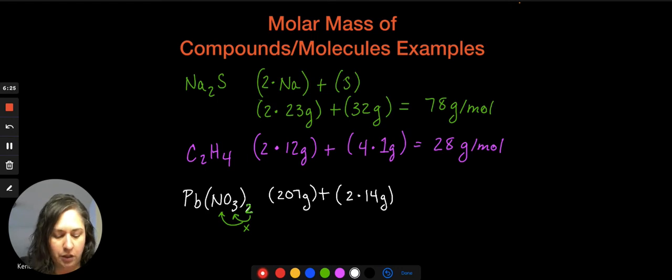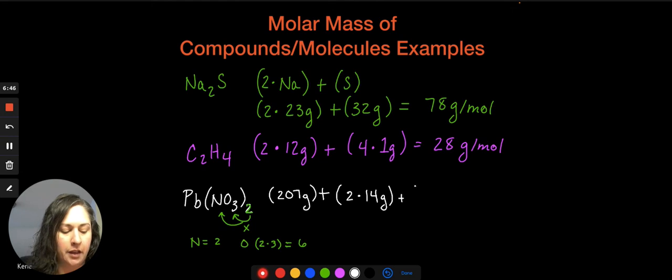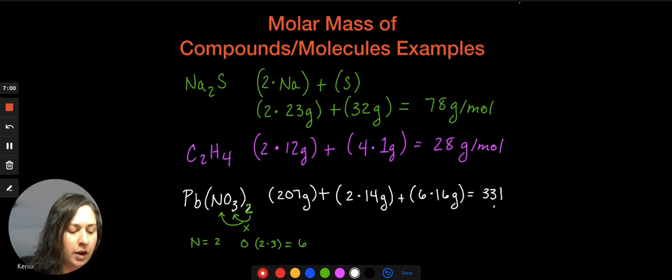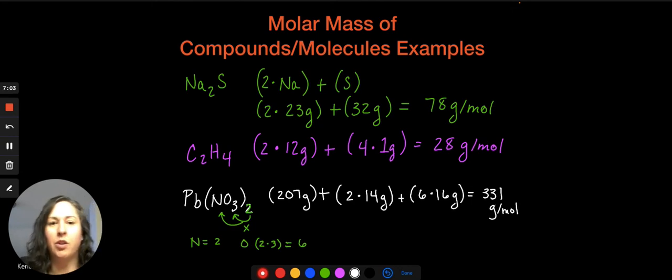So nitrogen is 2 total in this molecule, and then for oxygen we have to do 2 times 3, which is going to give us a total of 6. And so we will add 6 times the mass of oxygen, which is 16 grams per mole. Then I go ahead and add all of these up. Be careful with order of operations in your calculators. The answer is 331 grams per mole. I would show you the calculations, but I can't dual screen multitask when I'm doing a recording like this.